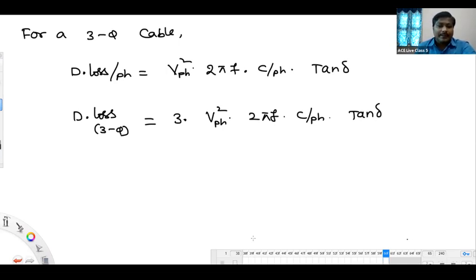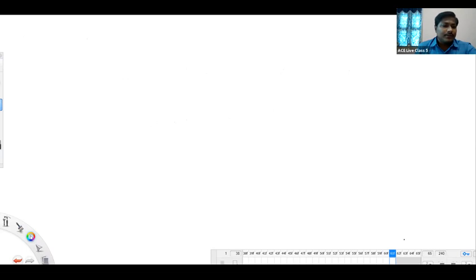So this is about the dielectric loss we have discussed. Next one is sheath loss. Sheath loss and armoring loss are more or less the same way. So the next heading is sheath loss.